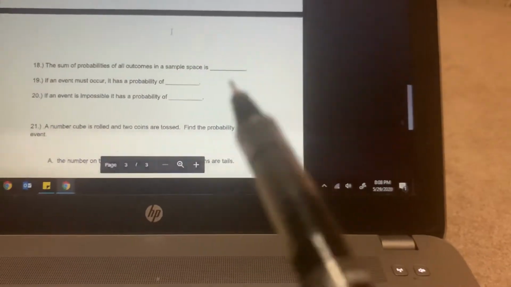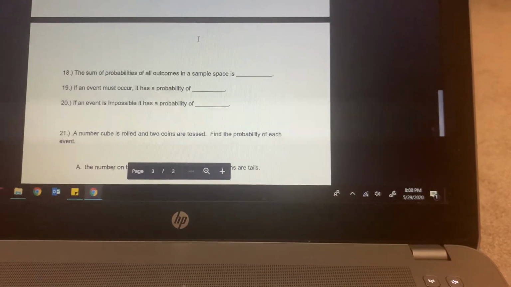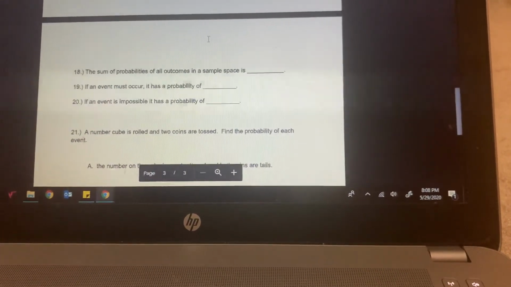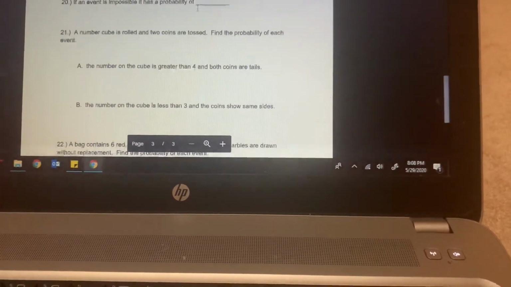The sum of all the probabilities in a sample space is 100%. It means all your options. If an event must occur, it has a probability of 1 or 100%. If an event is impossible, it has a probability of 0.